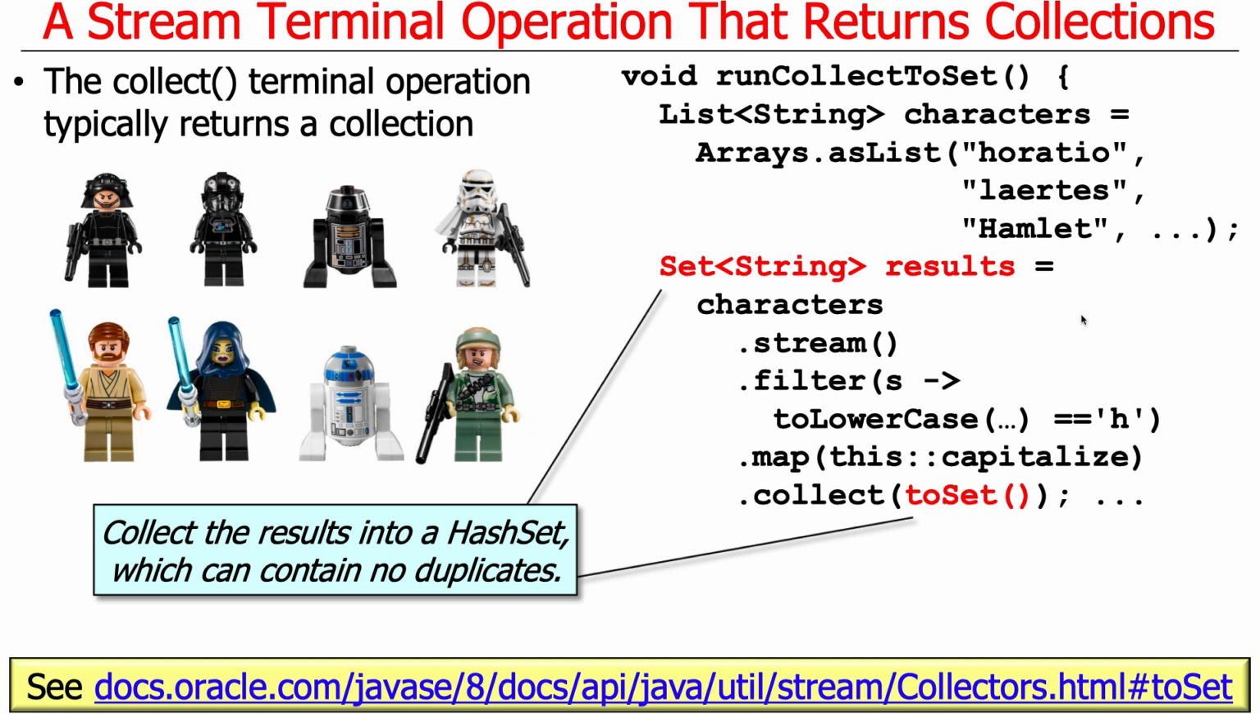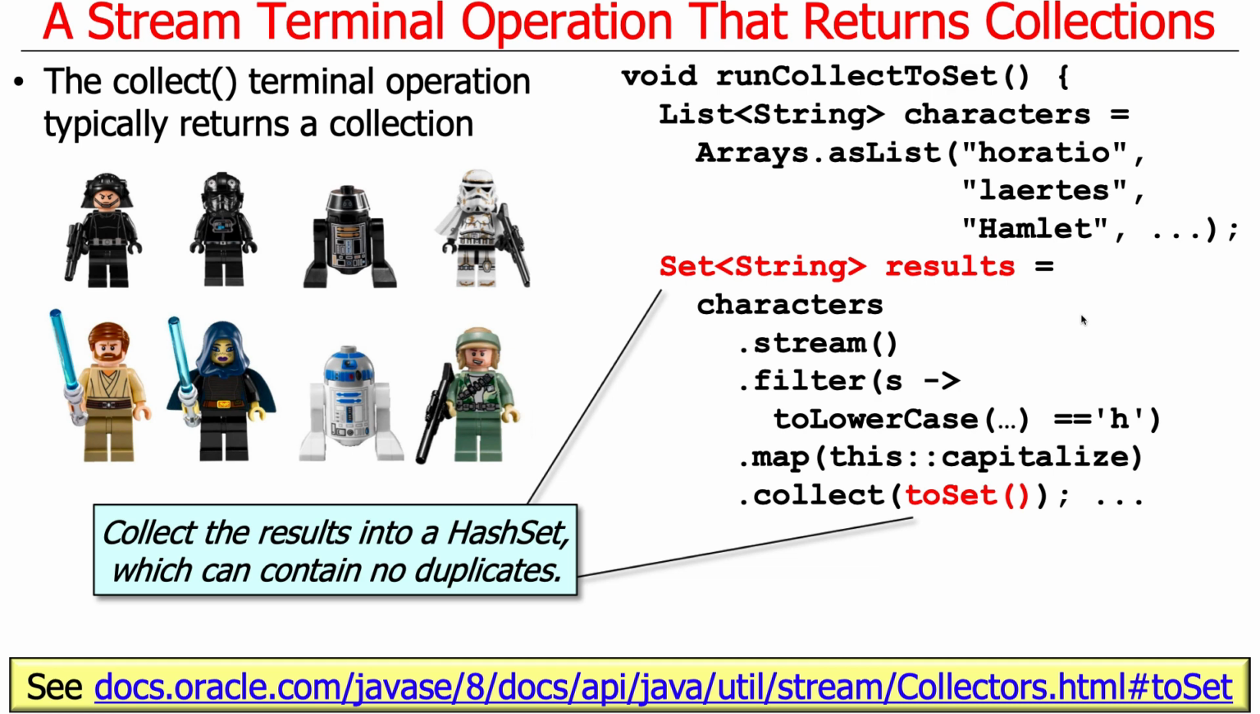So there's also a toSet factory method that's part of the Collectors utility class, and the toSet factory method, as you might expect, creates a predefined collector that knows how to collect the elements of the stream into a set. And it actually collects it into a so-called hash set. And this particular hash set, like any other set in Java, contains no duplicates. So every element is unique.